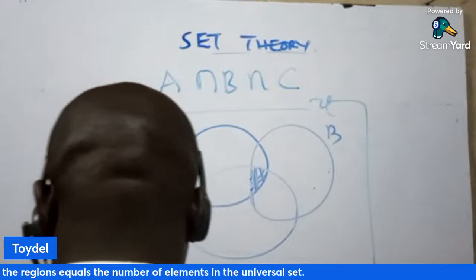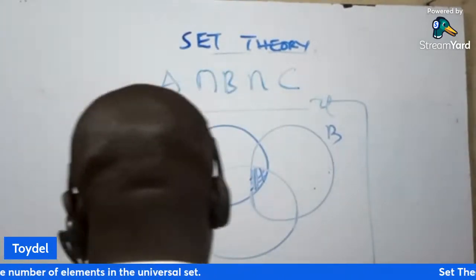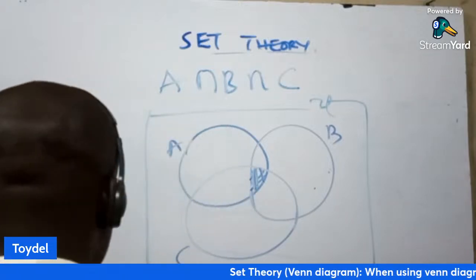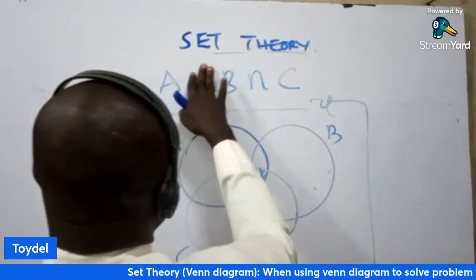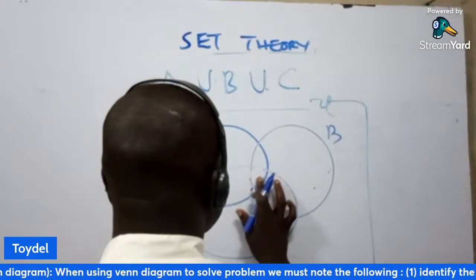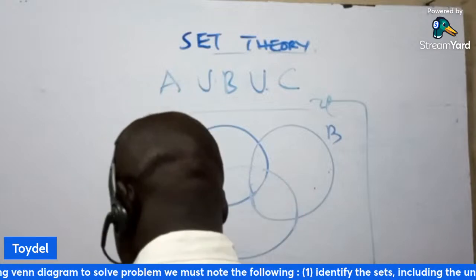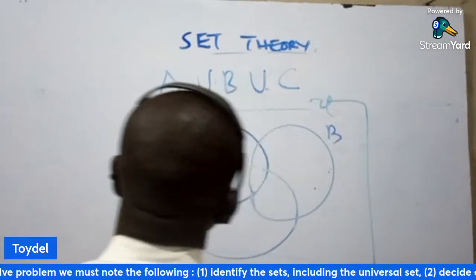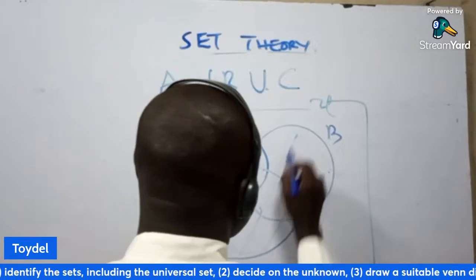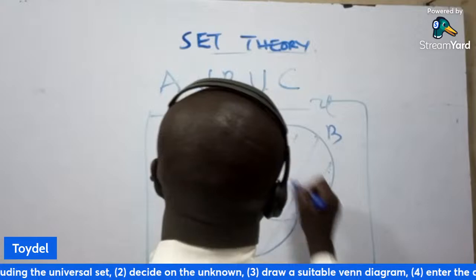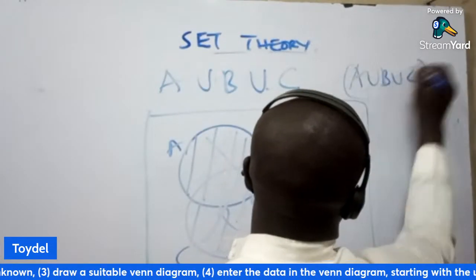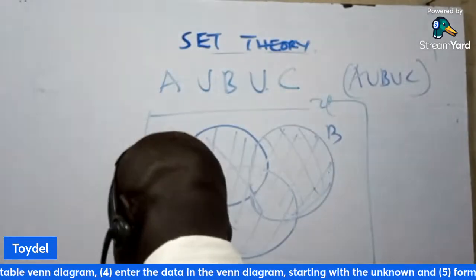Then what if we are asked to find A union B union C? If it's not intersection, we now decide to do union, then you clean this place. This is just the intersection. A union B union C will now be, you shade all the three circles. Then the shaded portion outside the three circles represents A union B union C, all complement. So that is what that will represent.